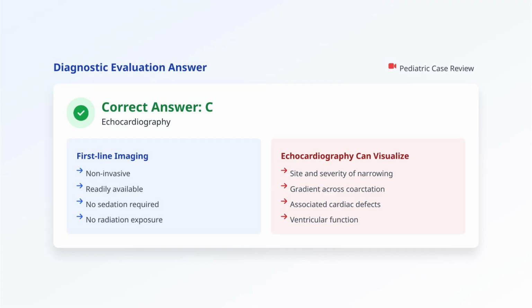Echocardiography. This is the first-line imaging modality for suspected coarctation of the aorta, especially in infants. Echocardiography can visualize the site and severity of aortic narrowing, measure the gradient across the coarctation, identify associated cardiac defects, and assess ventricular function. It is non-invasive, readily available, and does not require sedation or radiation, making it ideal for initial evaluation in pediatric patients.